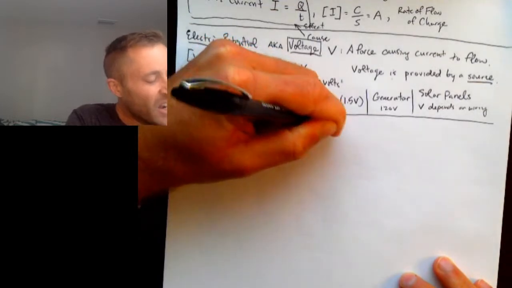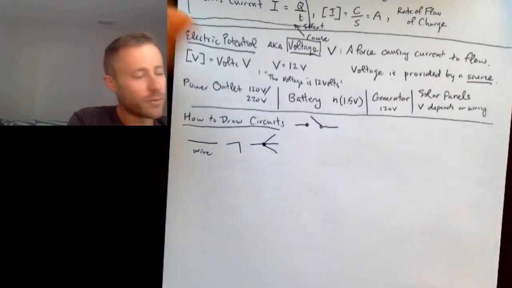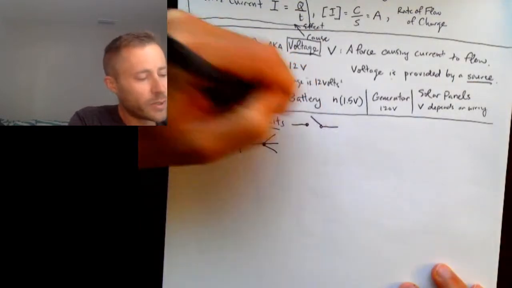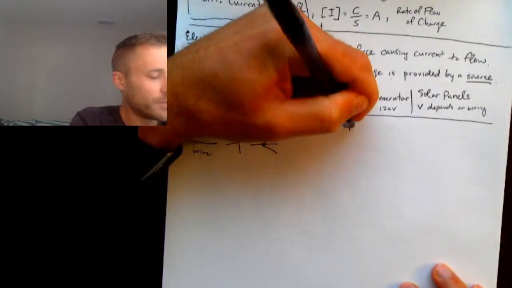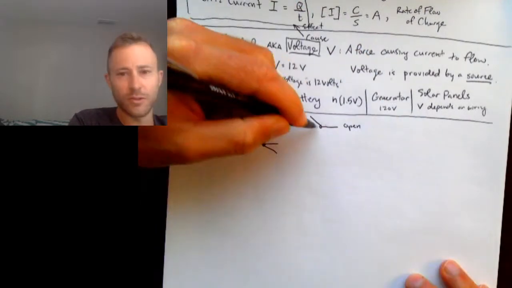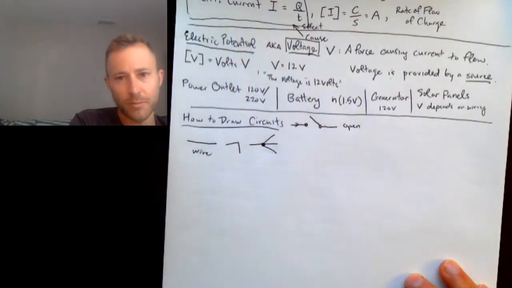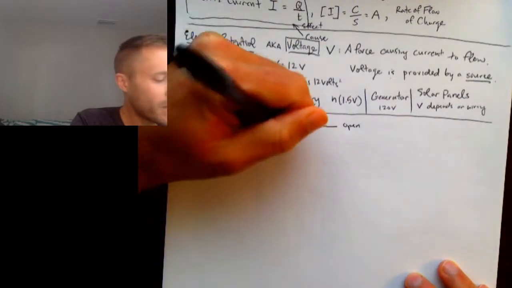And so a switch, that's the symbol for a switch. This is a switch in the open position. So current, if you look at it, because the switch is open, it can't jump across the gap. So that's an open switch that is blocking current flow.